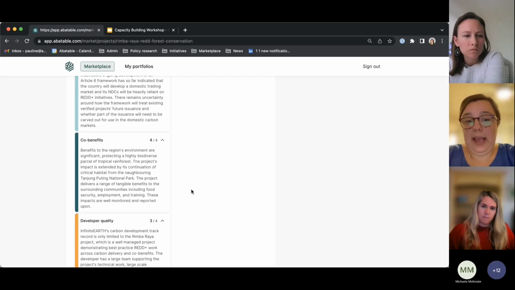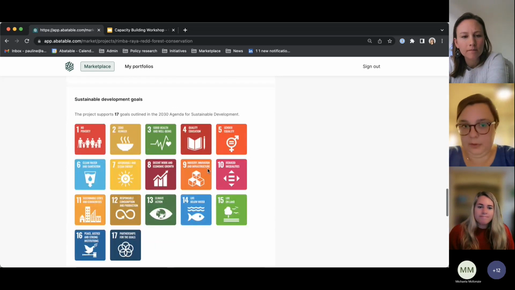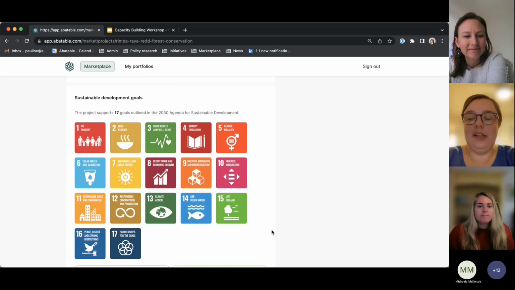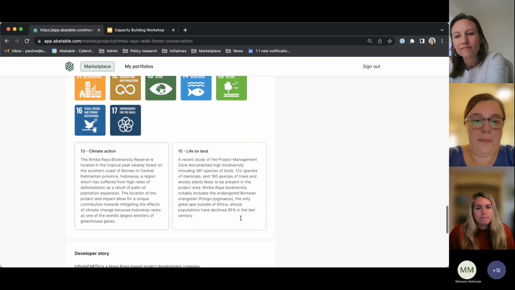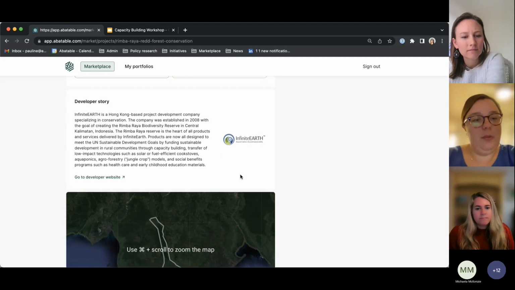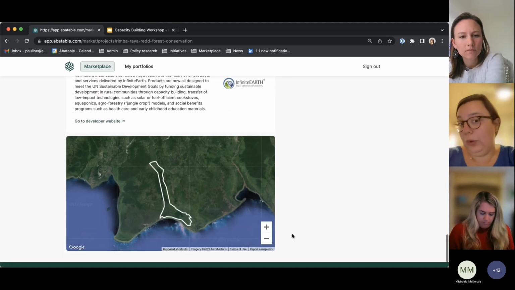And finally, we look at co-benefits. So this is typically SDGs. So which other SDGs is the project contributing to? And I'm just going to show you. This one is quite exceptional because it hits all 17 SDGs. So yeah, those are the things that we will look at. We will highlight some of them and finally give you a bit more information about the developer story, so who's behind the project and where in the world it is.